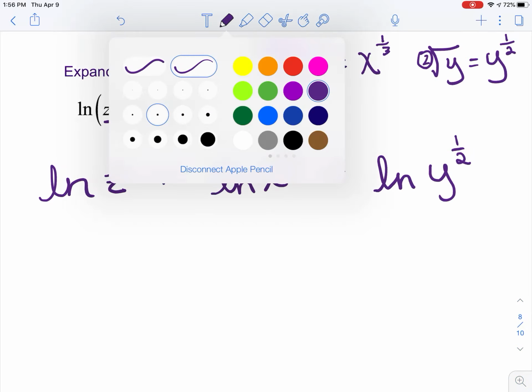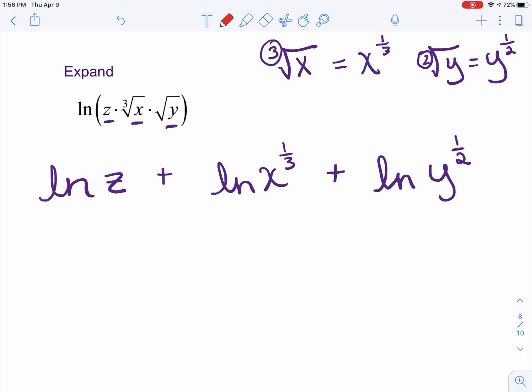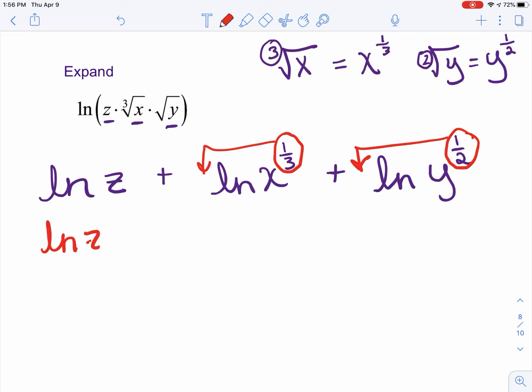Okay. Next, we take our exponents to the front. Now there's 2 ways that you can see this written. I want you to see both of them, just in case on Big Ideas they give you one way or the other, or both ways you need to know. So I have the natural log of z plus 1/3 the natural log of x plus 1/2 the natural log of y.